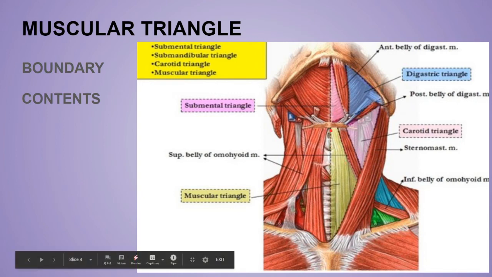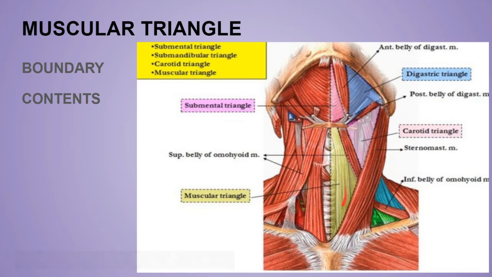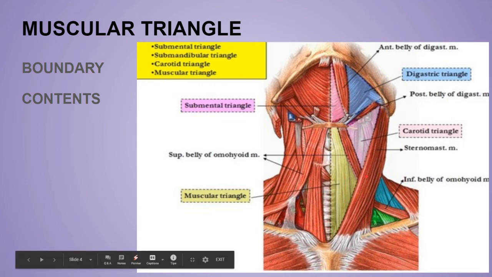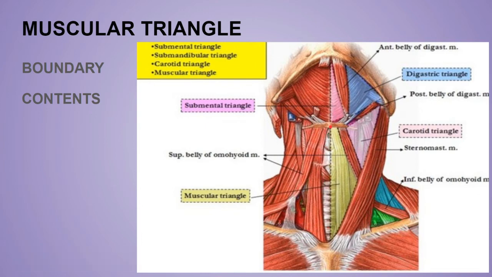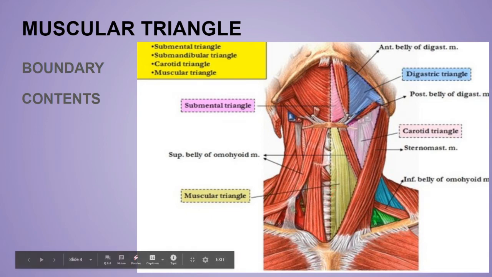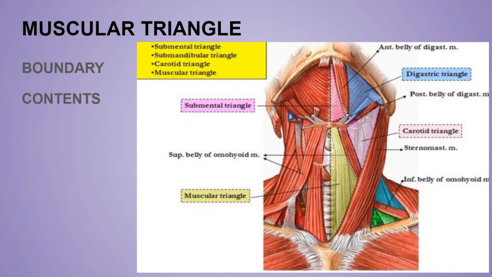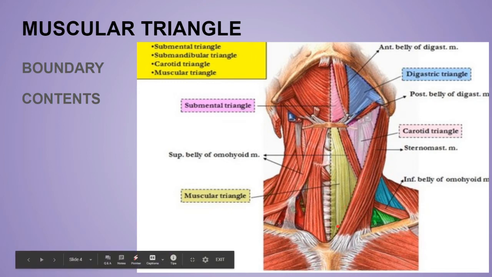Now the boundaries. It has mainly three boundaries: the anterior, the postero-superior, and the postero-inferior. The anterior boundary is formed by the anterior median line of the neck. Remember, the anterior median line of the neck extends from the hyoid bone to the sternum. The postero-superior boundary is formed by the superior belly of omohyoid, which is one of the infrahyoid muscles of the neck. The postero-inferior boundary is formed by the sternocleidomastoid muscle.